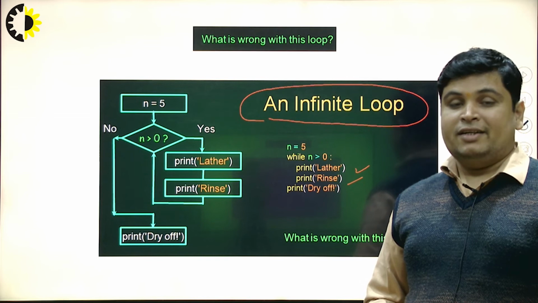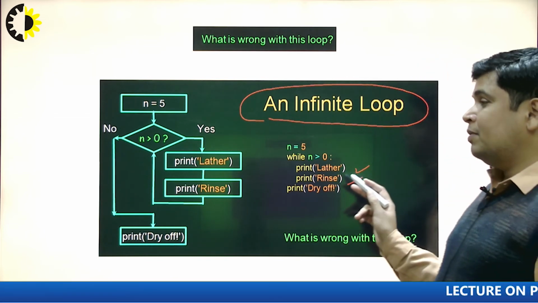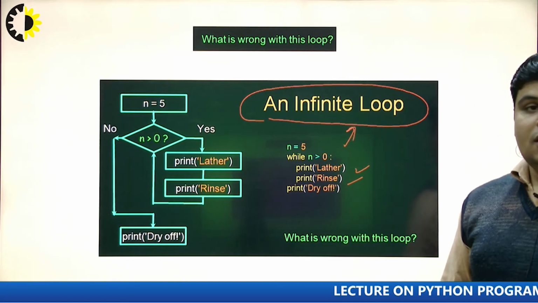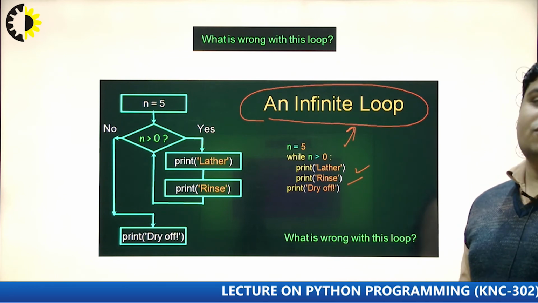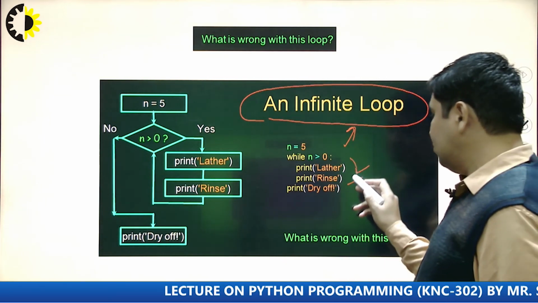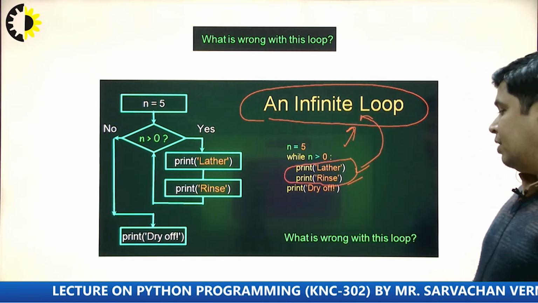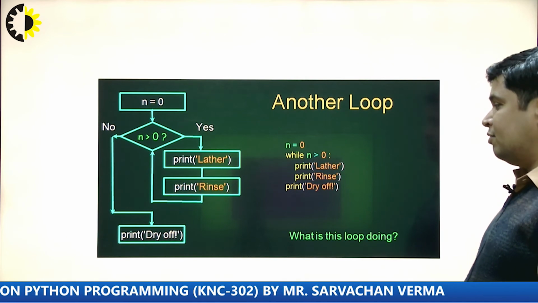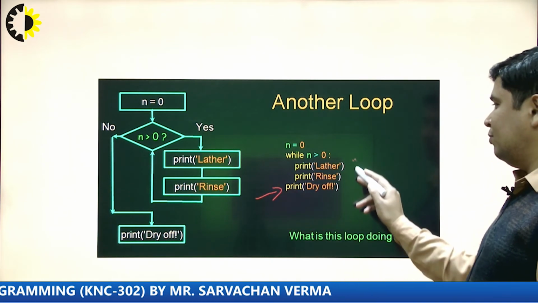In this situation, this loop is converted into an infinite loop, because n is always 5 and the condition 5 greater than 0 is always true. In that situation, this loop body will be evaluated an infinite number of times. And in this situation, this statement is never executed because the loop runs infinitely.